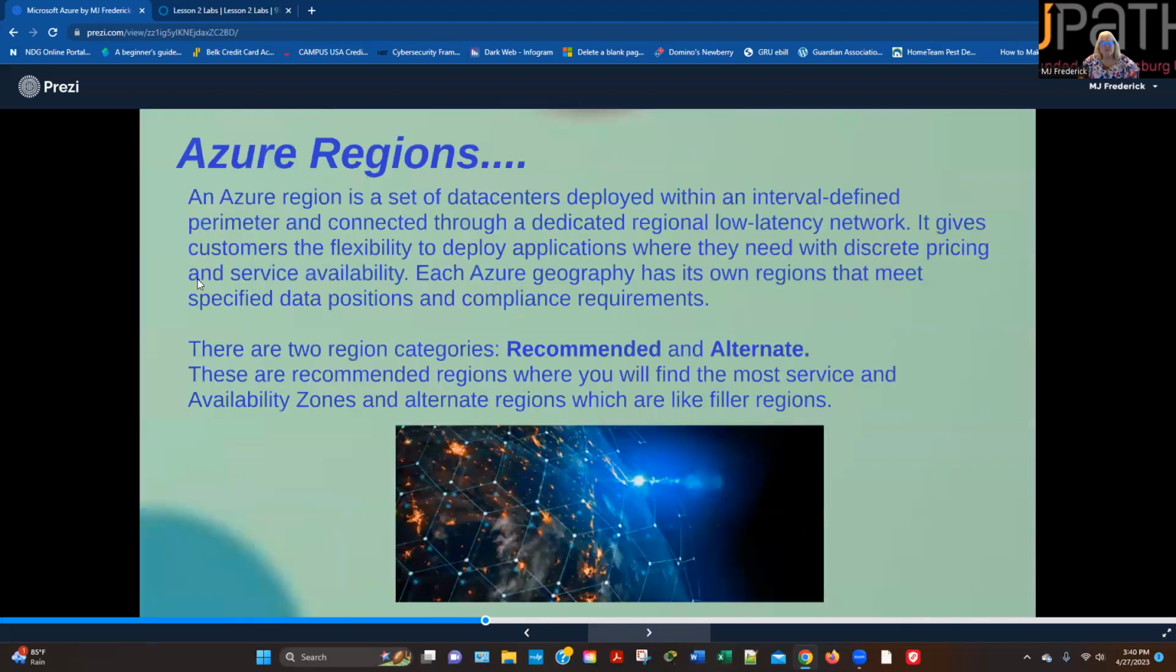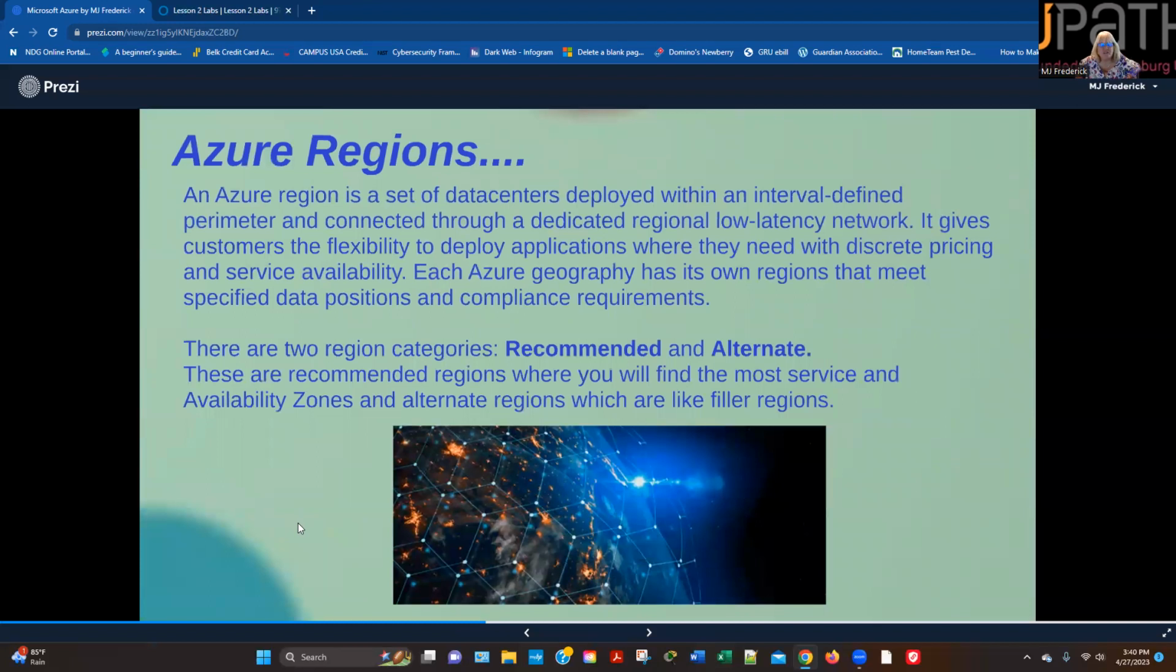Now, when we talk about regions, an Azure region is considered a set of data centers, right? Because these are all data centers that are in the cloud. They're deployed within a latency-defined perimeter and connected through a low latency network. It gives customers the flexibility to deploy their applications where they need, within discrete pricing and service availability. So each Azure geography has its own regions that meet specific data residency and compliance requirements.